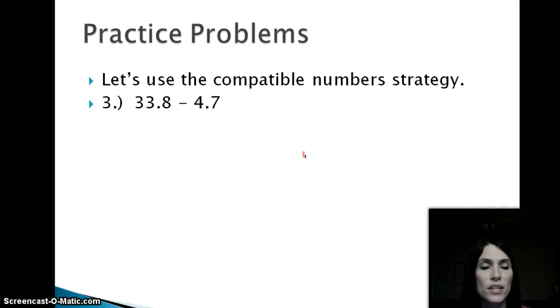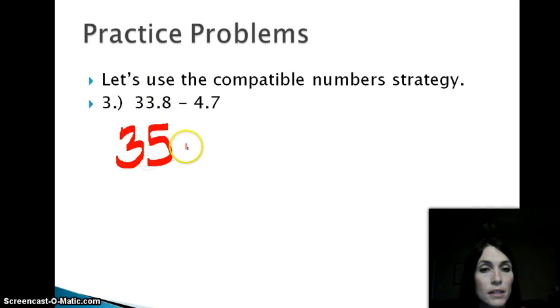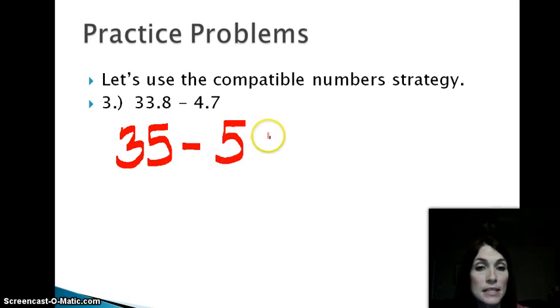Let's try that strategy again, but this time with decimals. So if I look at 33 and 8 tenths, I know that 33 and 8 tenths is very close to 35. And 4 and 7 tenths is very close to 5. So I'm going to substitute the 5 in for 4 and 7 tenths. 5 is my compatible number because I can very easily subtract that from 35. 35 minus 5 gives me 30.